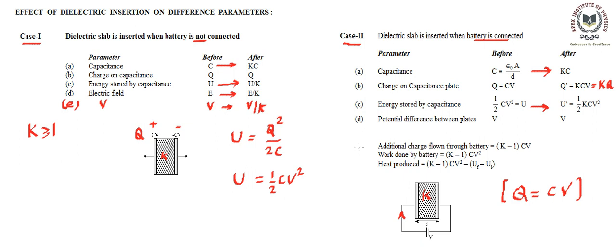Then we can find out other parameters like energy stored, field, and all other things. Then furthermore, you might be asked about what the additional charge is that has flown through this battery when the dielectric is being filled. So additional charge that has to come from the battery is going to be the final charge minus initial charge. What is the final charge? You can see the final charge is KQ. What was the initial charge? That was Q, and Q is CV. You can place Q as CV, so it will become (K minus 1) into CV.